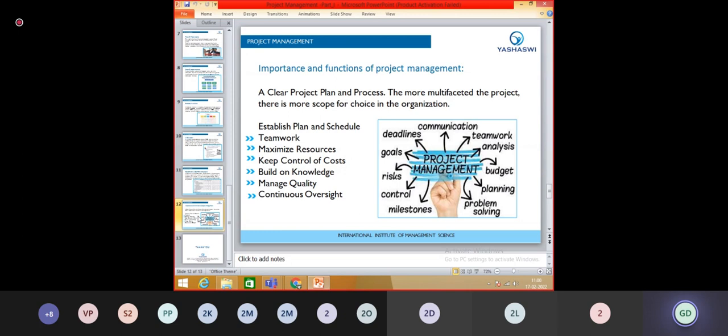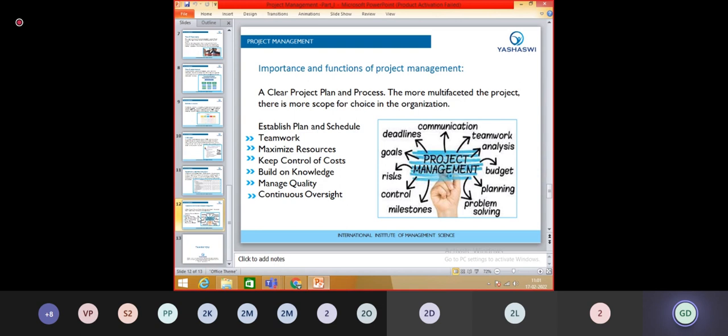A clear project plan and processes. These are the important functions, clear project plans and processes. If you are starting with the project starting phase or planning phase, we are considering clear planning and ideas and processes for the actual implementation of our project. The more multifaceted the project, there is more scope of choice in the organization.